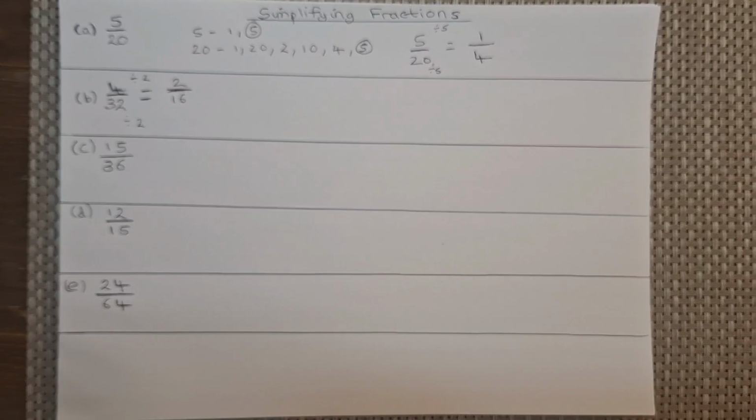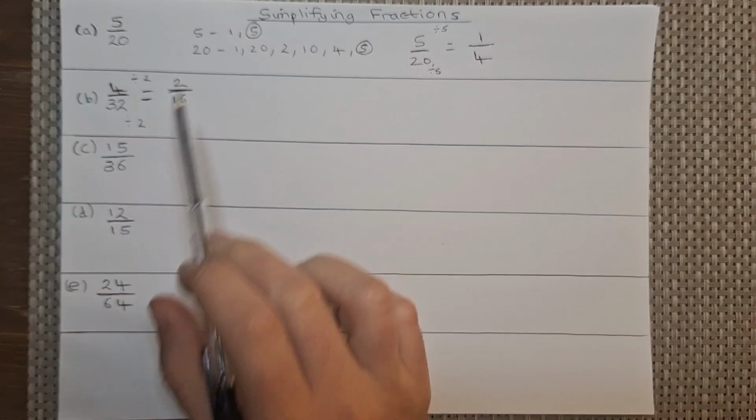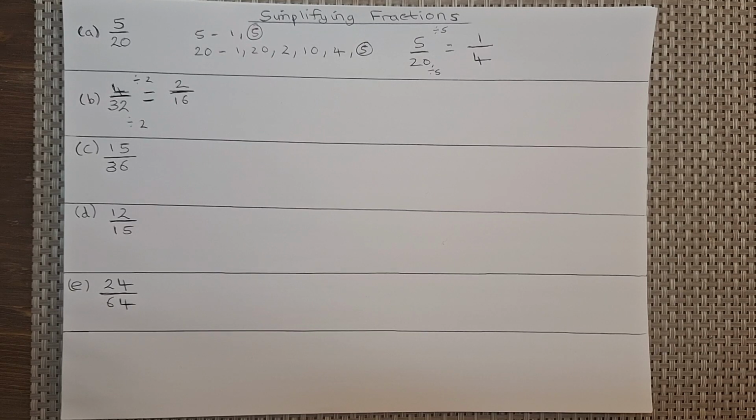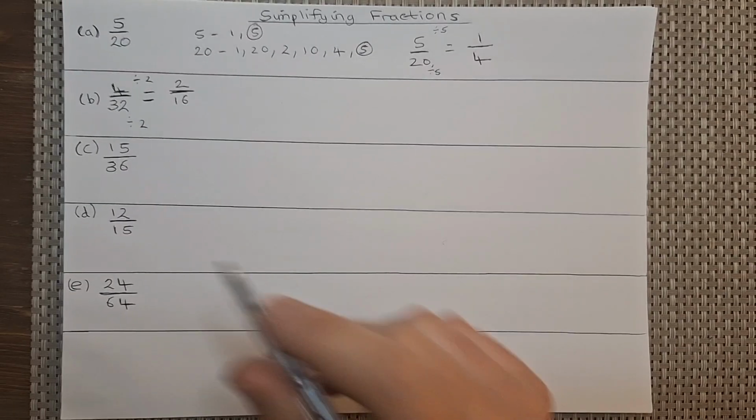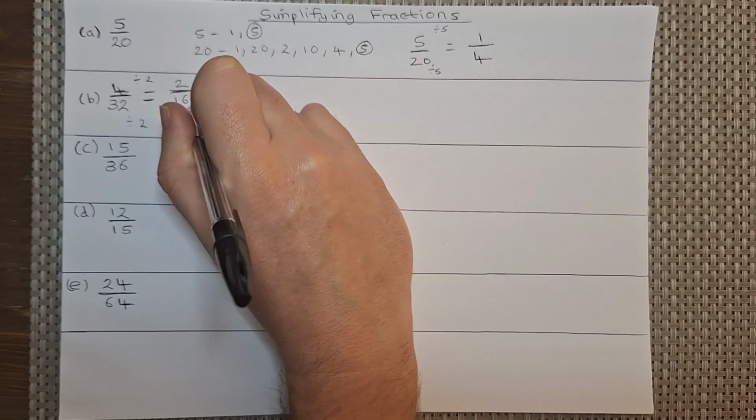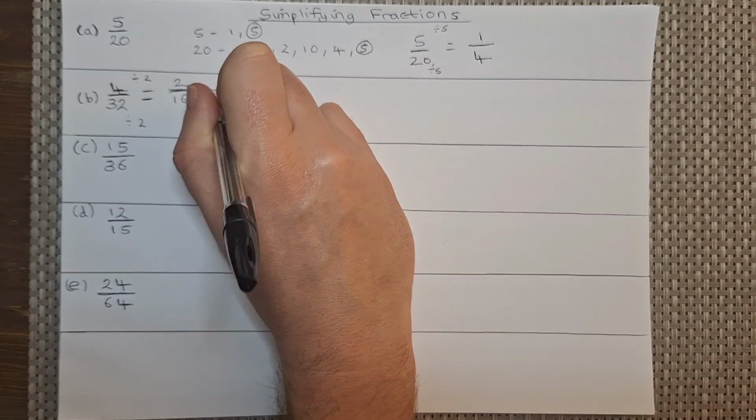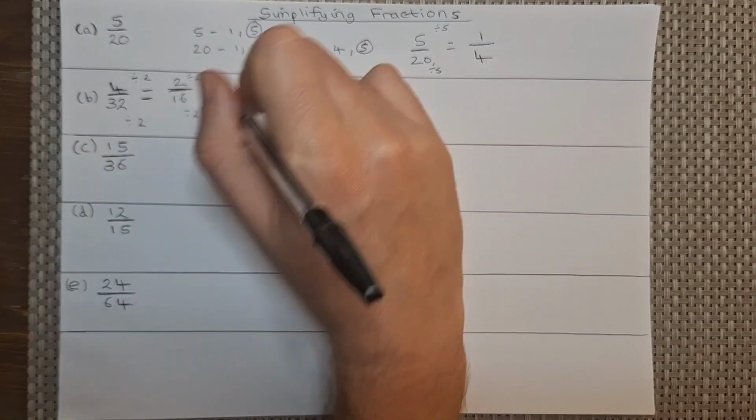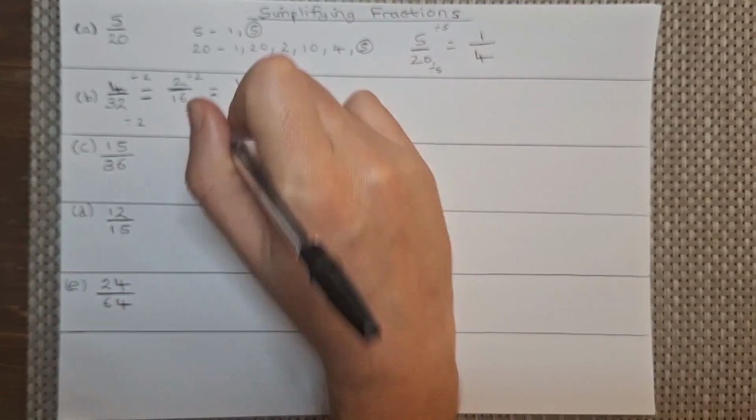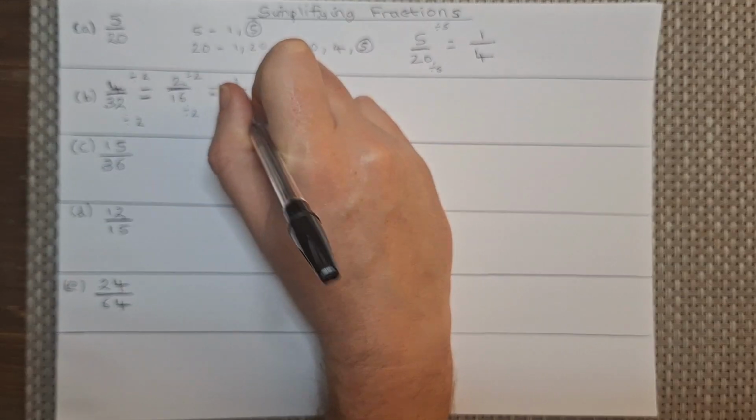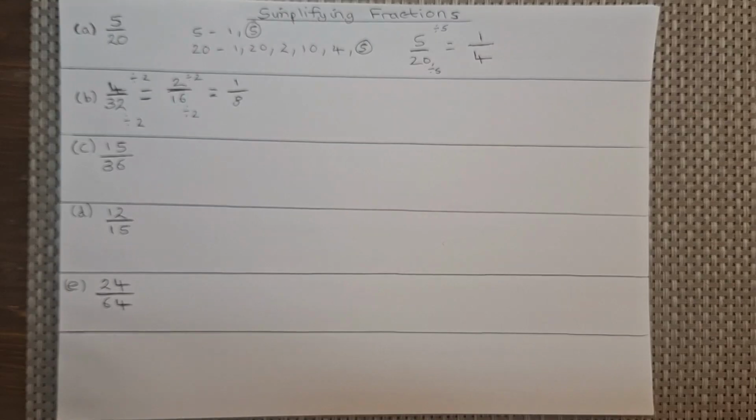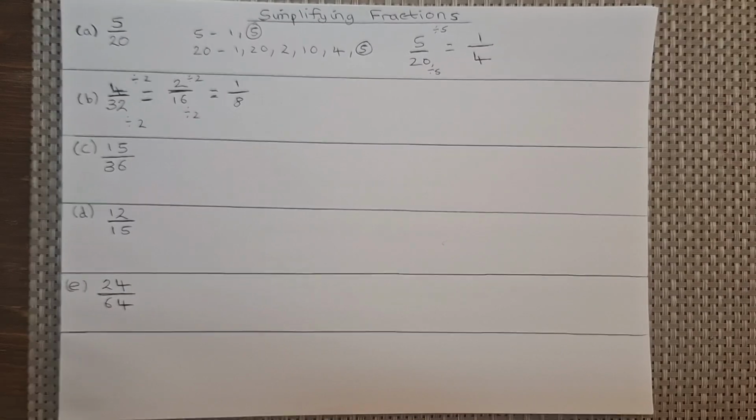Now we have 2/16, and if you look at that again, we have two even numbers. Again, I now know that both 2 and 16 have a common factor of 2. So I'm going to divide both again by 2. Two divided by 2 is 1, and 16 divided by 2 is 8. Okay, so you have 1/8. So that has now been simplified to its lowest form.